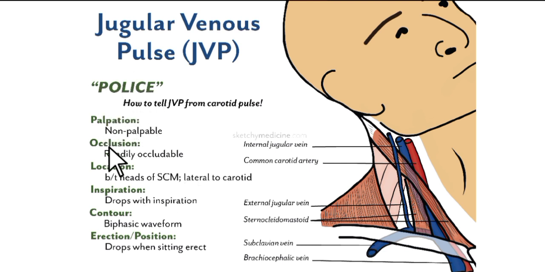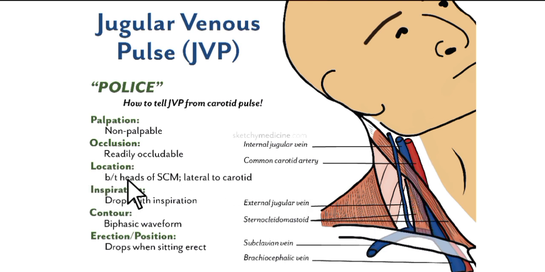P is for palpation. The jugular venous pulse you can't palpate. When you try to palpate it, it's going to disappear. And then O is for occlusion. What does it mean? Readily occludable. This one can be easily compressed or easily obstructed. So if there's anything blocking the vein, it's going to disappear.